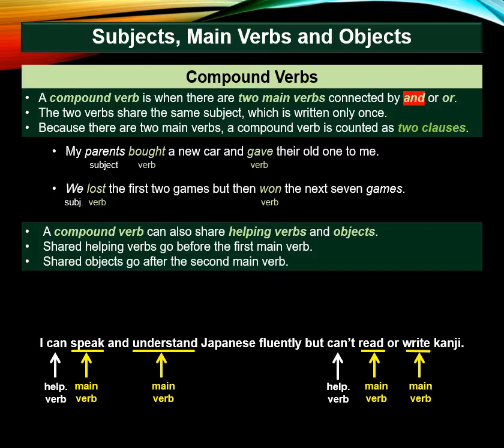The first 2 verbs share the helping verb can. The second pair of verbs share the helping verb can and not. All 4 verbs share the subject I. Speak and understand share the object Japanese. Kanji is the shared object of read or write.